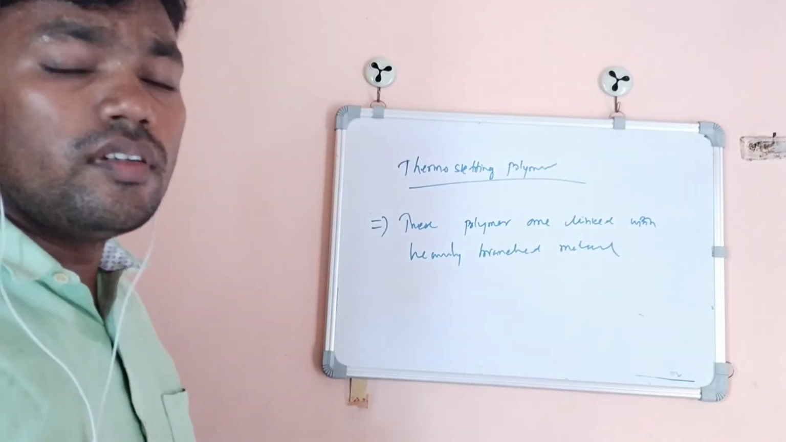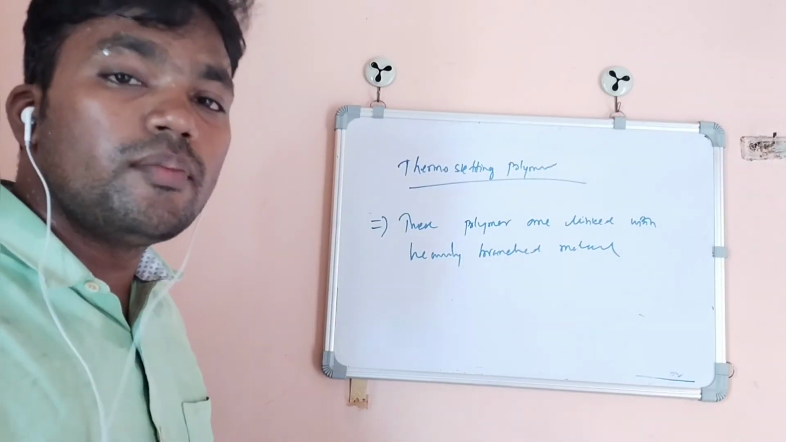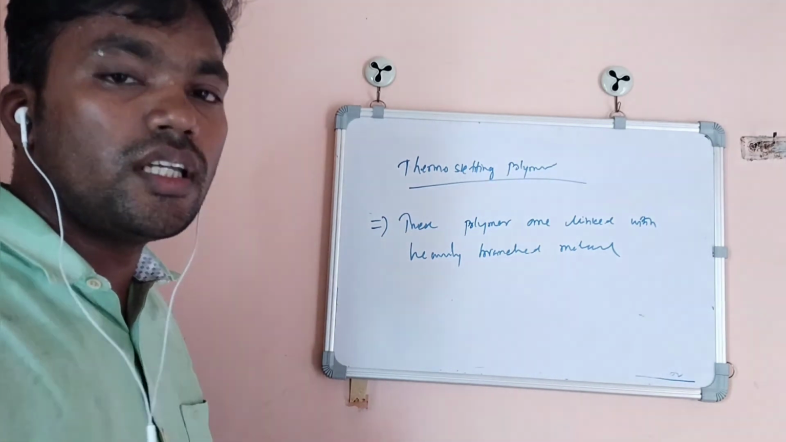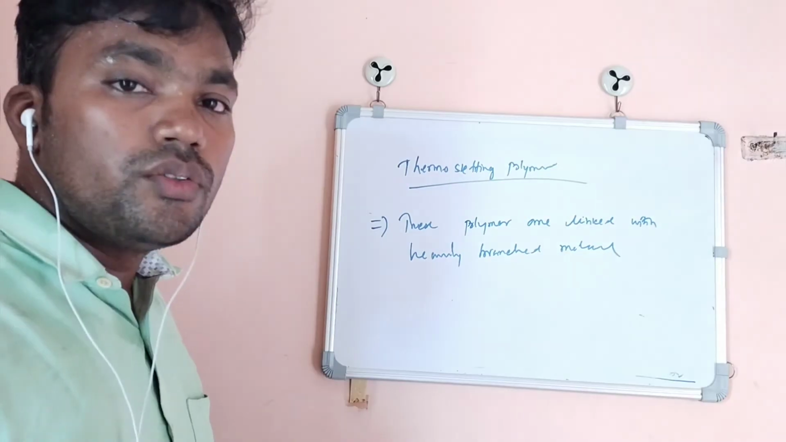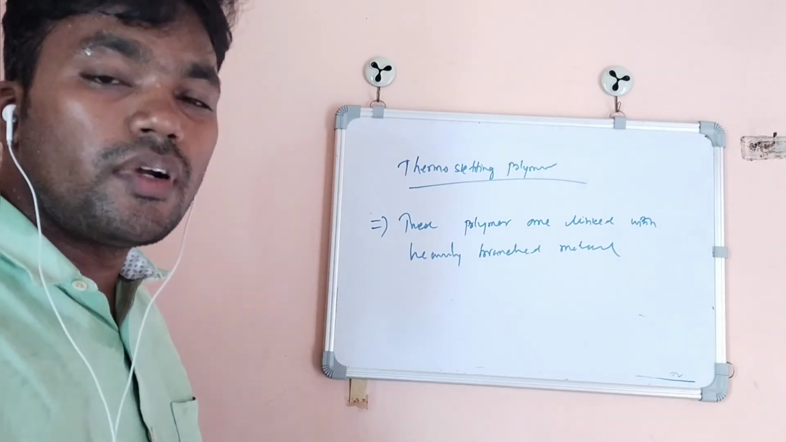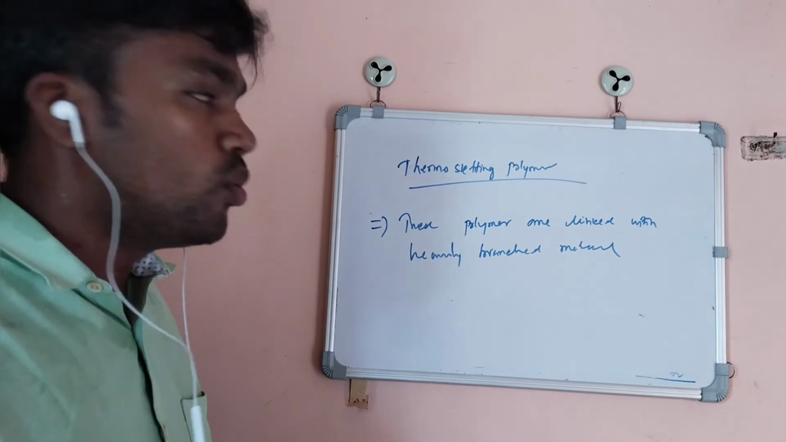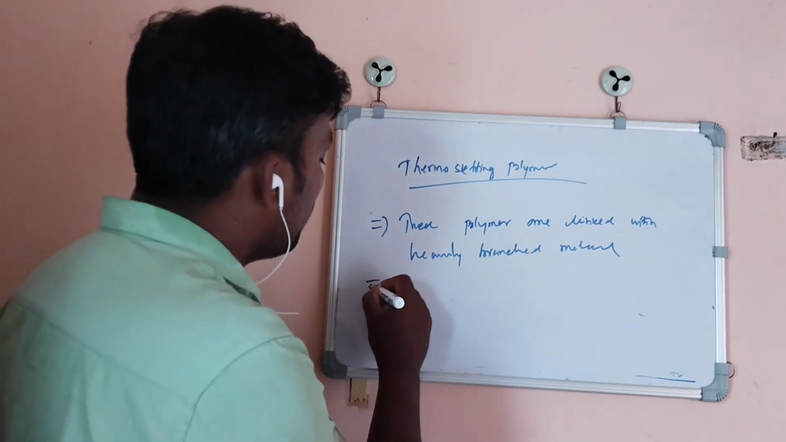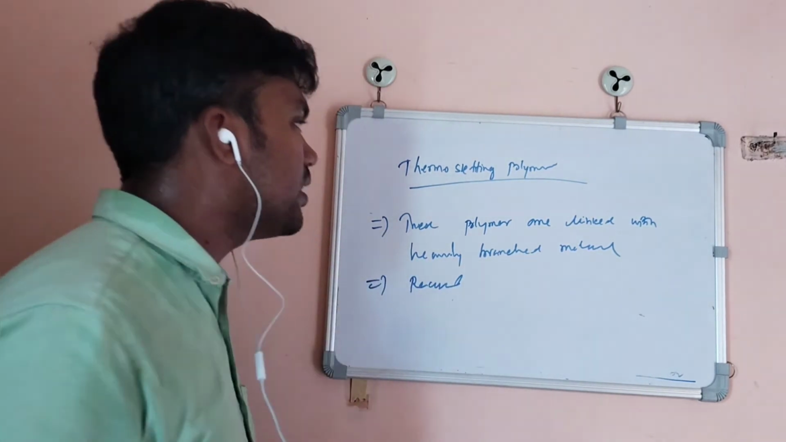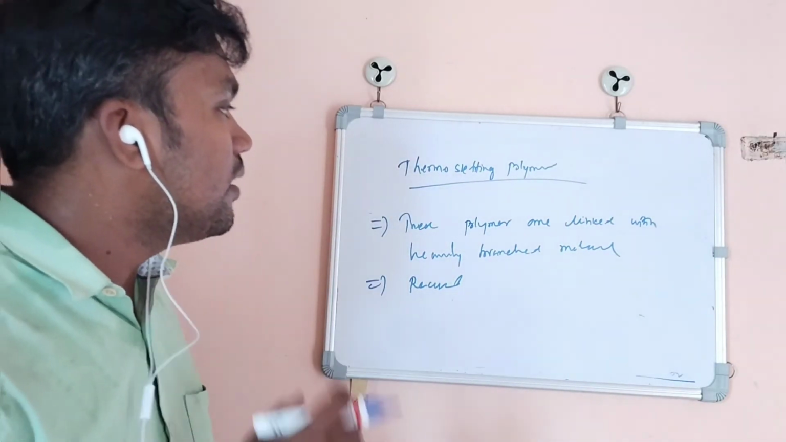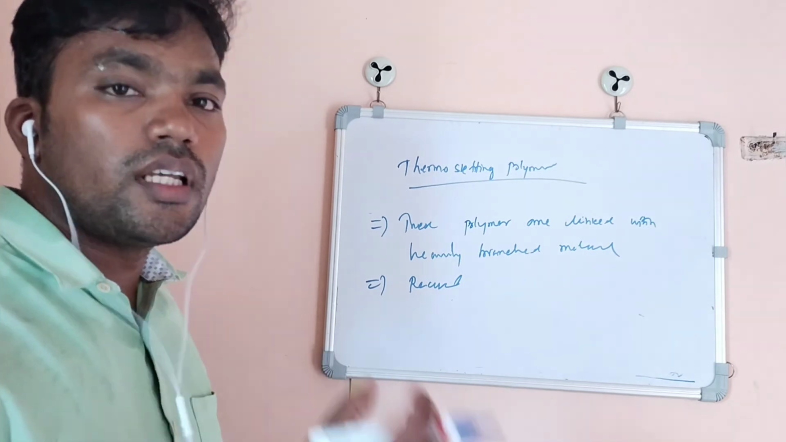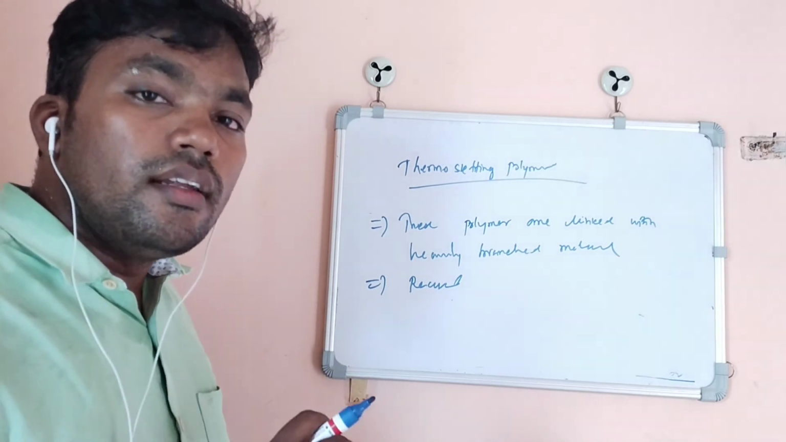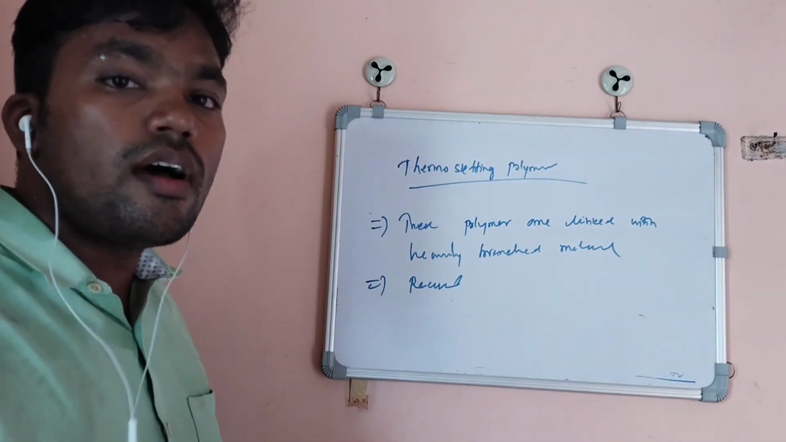In the case of thermoplastic polymers, we can reuse them and change to any shape on heating and cooling. But in the case of thermosetting polymers, we cannot reuse them. Thermosetting polymers contain heavily branched molecules, but thermoplastic polymers contain linear or slightly branched long chain molecules.